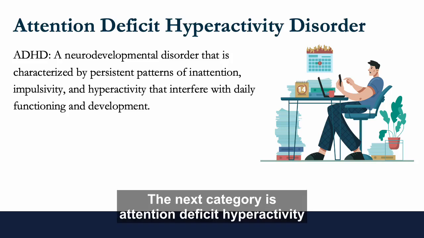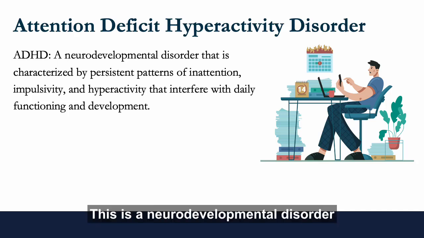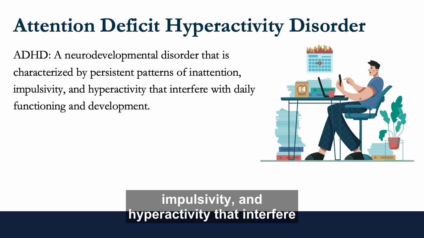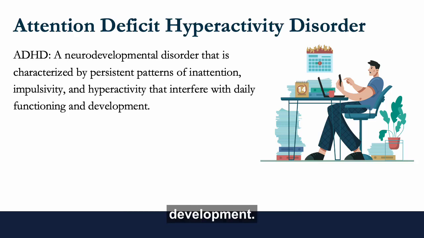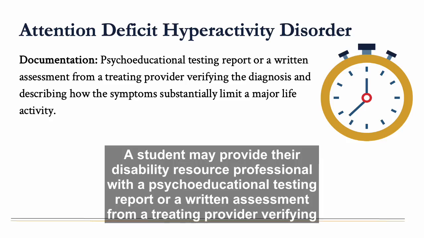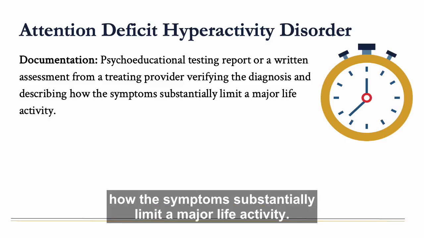The next category is attention deficit hyperactivity disorder, or ADHD. This is a neurodevelopmental disorder and is characterized by persistent patterns of inattention, impulsivity, and hyperactivity that interfere with daily functioning and development. A student may provide their disability resource professional with a psychoeducational testing report or a written assessment from a treating provider verifying the diagnosis and describing how the symptoms substantially limit a major life activity.